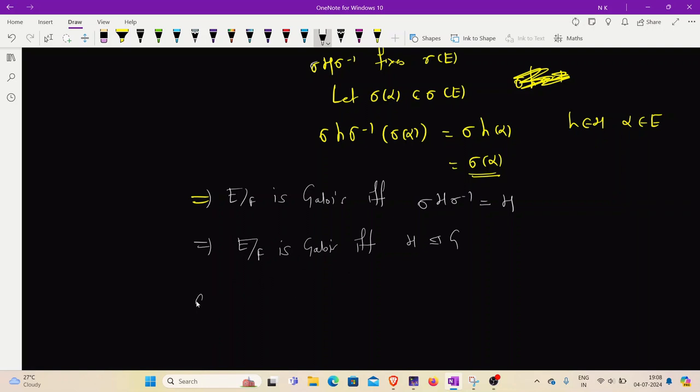That means the cardinality of the Galois group of E over F is exactly equal to the degree of extension of E over F. But the degree of extension of E over F is nothing but the index of H in G, right? Index of H in G means the number of distinct cosets of H in G, and the Galois group of E over F has the same cardinality, so they must be isomorphic. So the Galois group of E over F should be isomorphic to G by H. So that is the point we wanted to establish. That completes the proof of your fourth part.